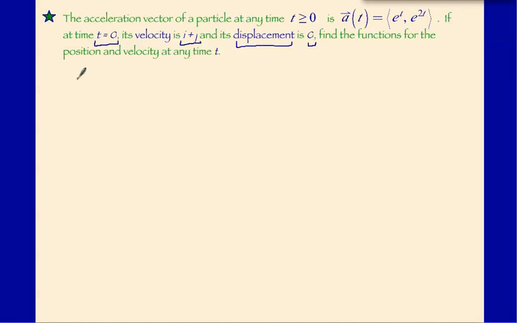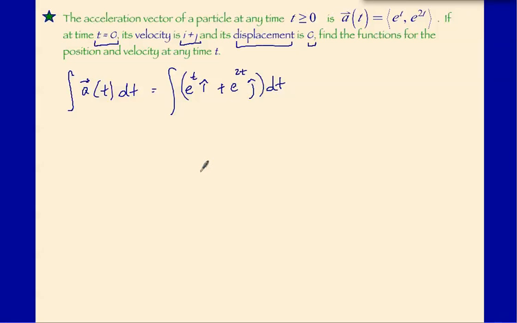So for this, I'm going to use the other form of the vector-valued functions. For me to take the integral of vector a of t dt, I'm going to take the integral of this function, e to the t i hat plus e to the 2t j hat dt. Okay, this is just using the other notation, and you'll see why in just a moment.